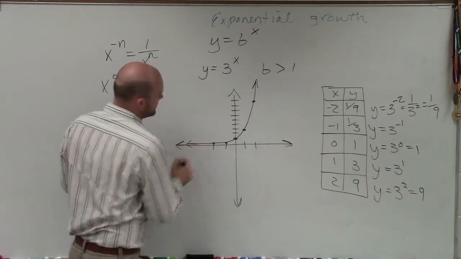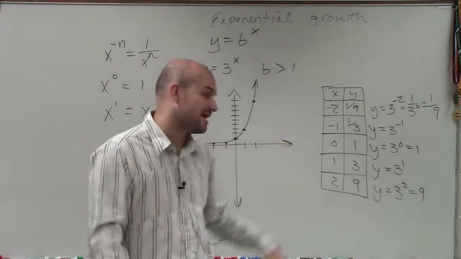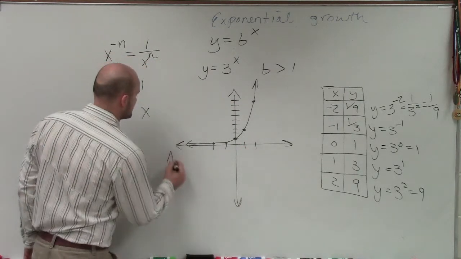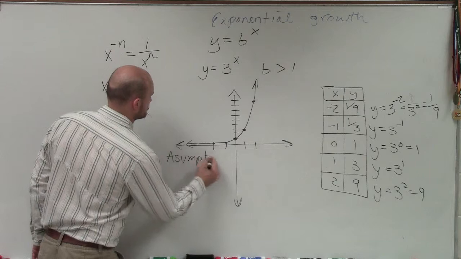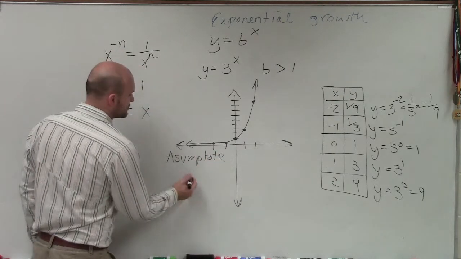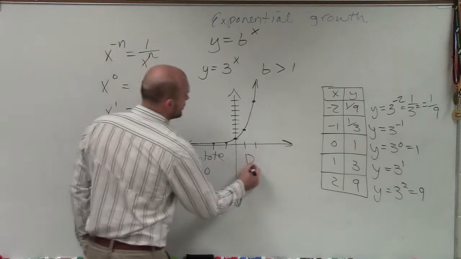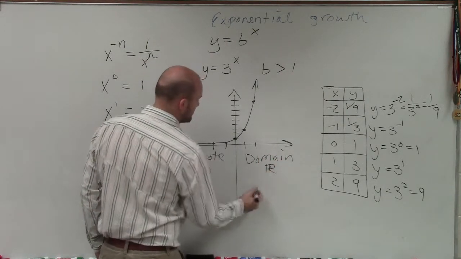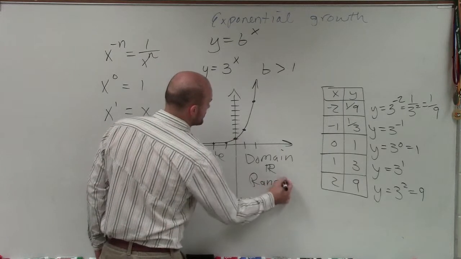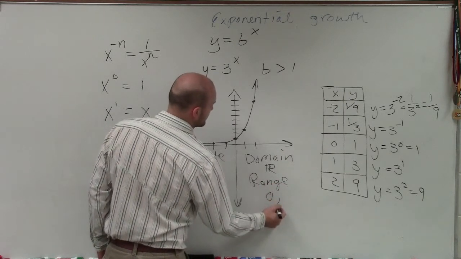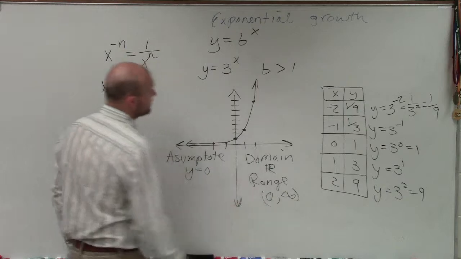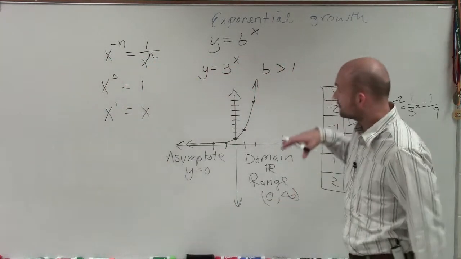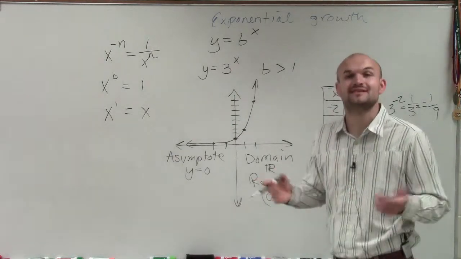All right. So therefore, ladies and gentlemen, you can see by this graph how to graph an equation like this. And we also need to take note that the asymptote of this equation is going to be y equals 0, where my domain is going to be all real numbers, and my range is going to be from 0 to infinity. So there you go, ladies and gentlemen. That's how you graph an exponential function by using a table. Thanks.